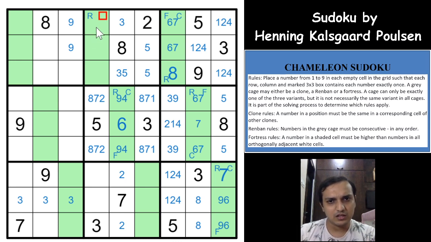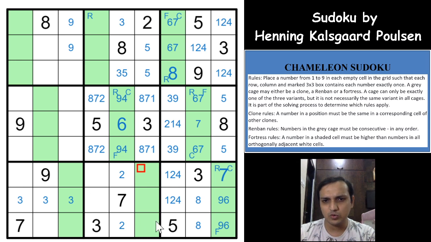And fortress means okay. 9. Okay. Let's see what we are missing here. Now let's see what can we eliminate here.